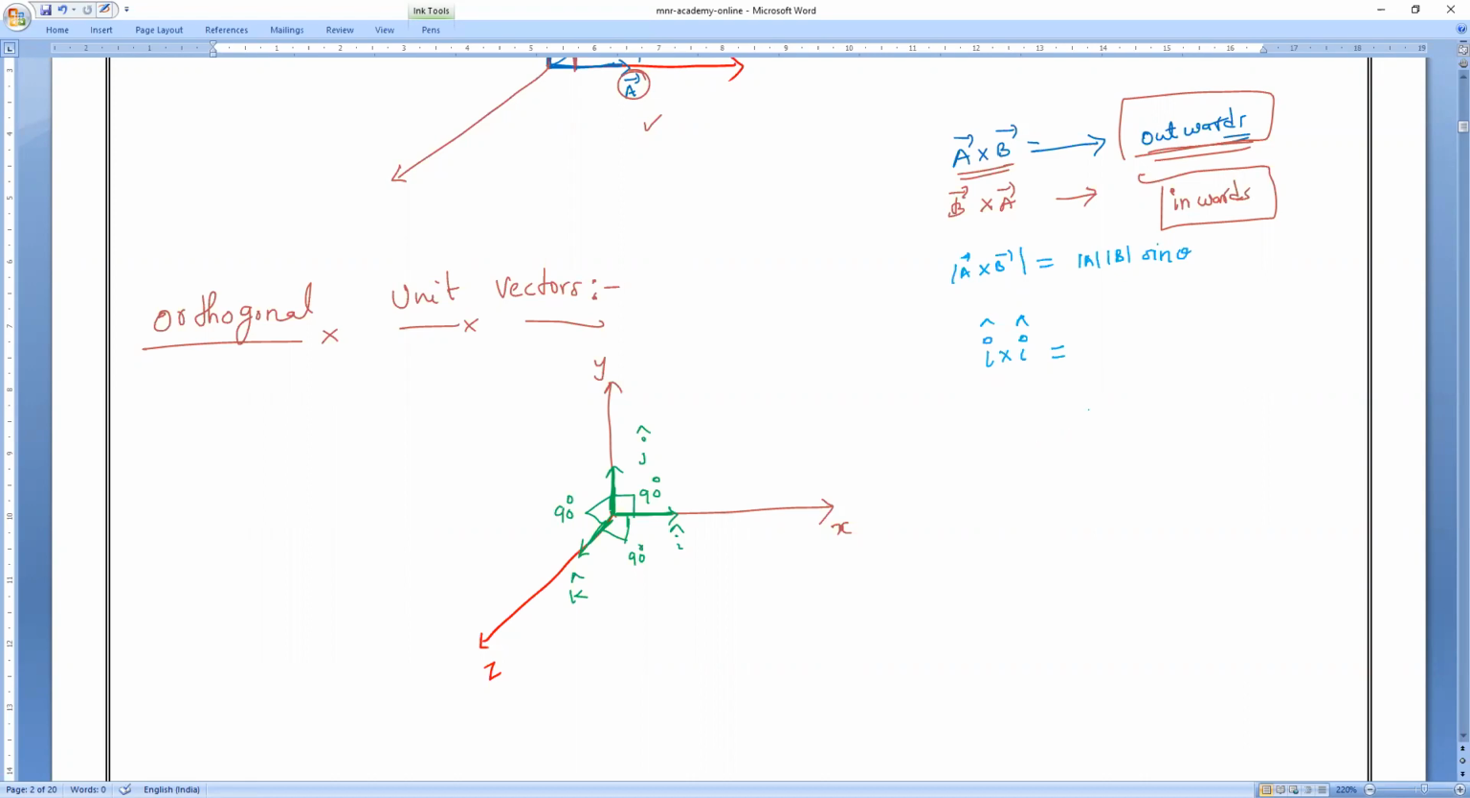If you observe very carefully, mod A means mod I, mod B also mod I, because it is a unit vector. What is the value of a unit vector? 1. Now this is I and this is also I. What is the angle between them? Both are parallel.